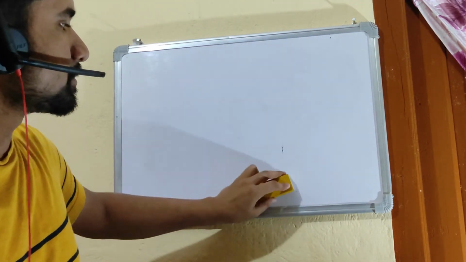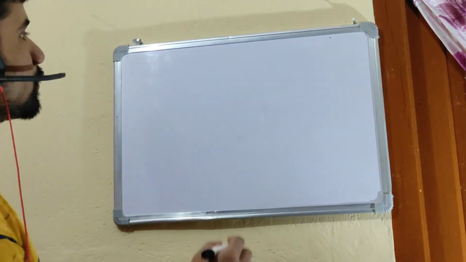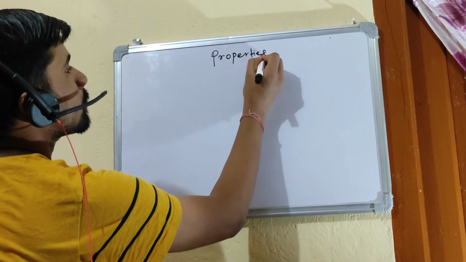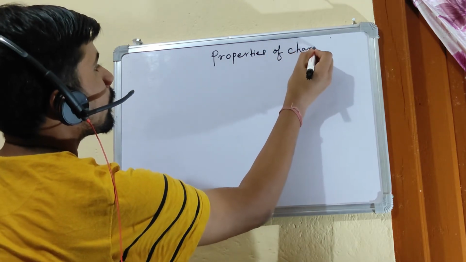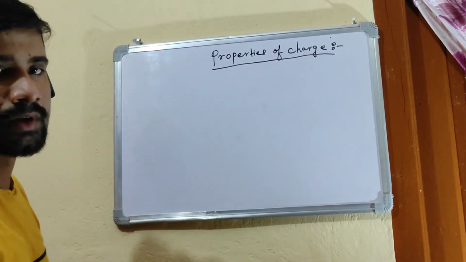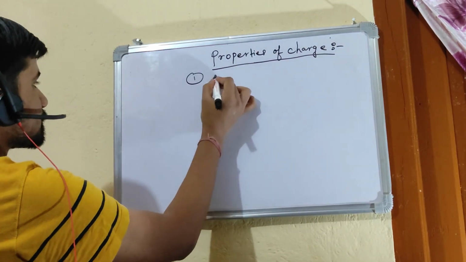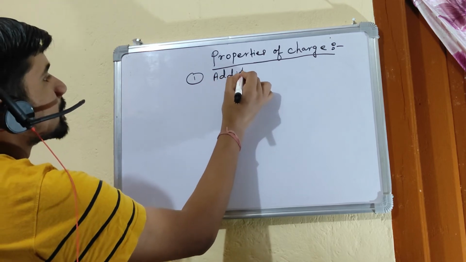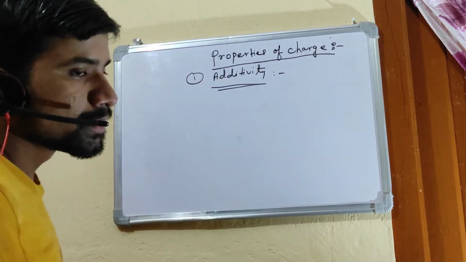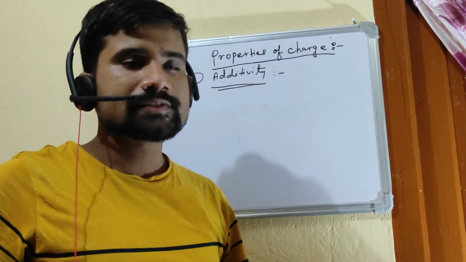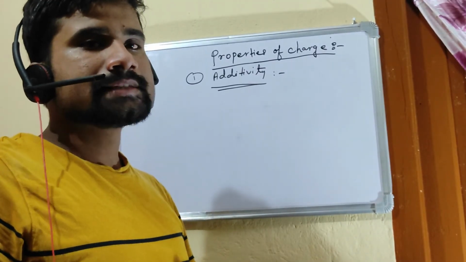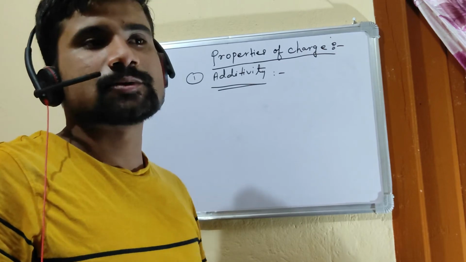Okay, so moving to the next topic, which is properties of charge. First is additivity. So additivity, as the name itself suggests, the net charge on a body or for a system is the algebraic sum of all the individual charges present.